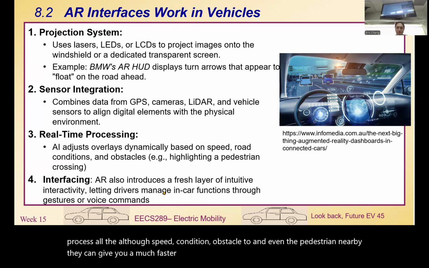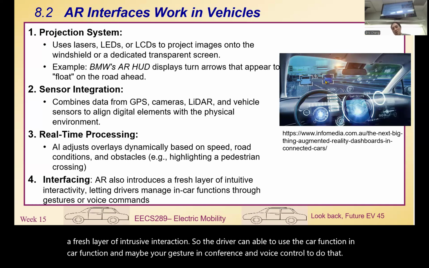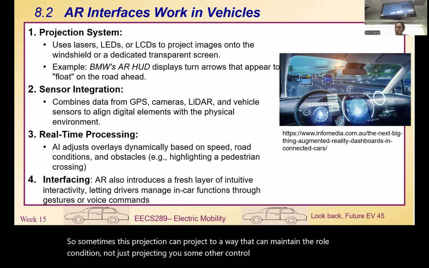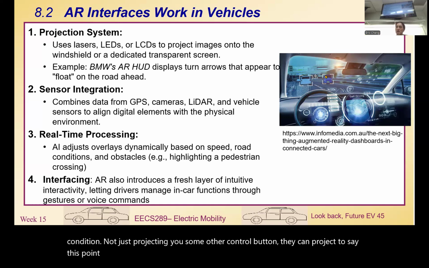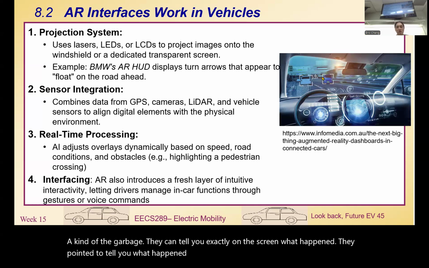And interfacing. They are able to provide you a fresh layer of interactive interaction. So the driver can use the in-car functions, maybe through gesture or voice control, to do that. Sometimes this projection can be shown in a way that matches the road condition, not just projecting, or using some other control button. They can project to say this point is a human, this point is some dirt or garbage. They can tell you exactly on the screen what happened. They have a pointer to tell you what happened, rather than just display only.